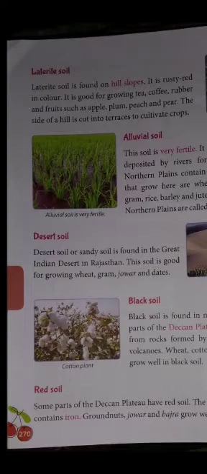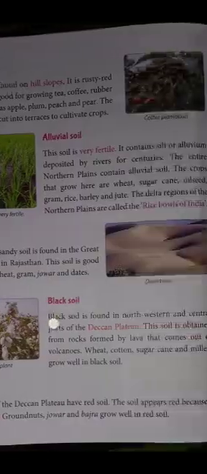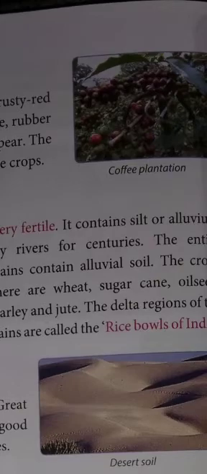On a hillside, the hill is cut to cultivate crops. After cutting the hills, the soil that is found is called laterite soil. This type of soil is helpful for growing crops of tea, coffee, rubber, and fruits like apple, plum, peach, and pear. So students, see here, this is a coffee plantation.